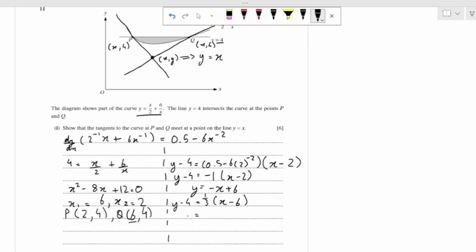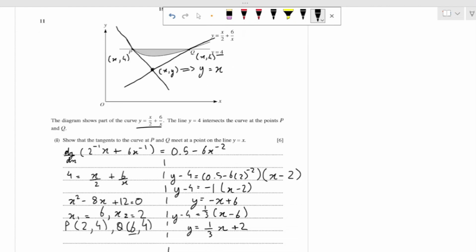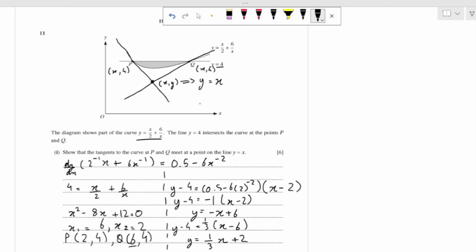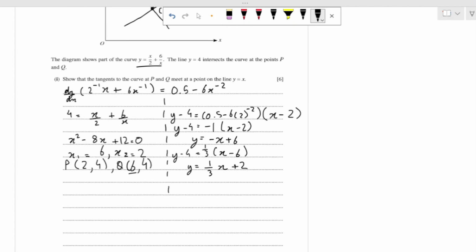And we are going to simplify it, and we're going to get 1 by 3x plus 2. Now these two are the tangents to the point P and Q. And as we previously stated, we need to prove that both of these intersect at such a point that they lie on y is equals to x. When we're talking about intersection, that means we solve simultaneously. We're going to equate both of these together.